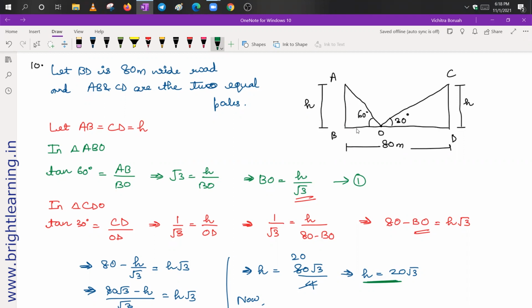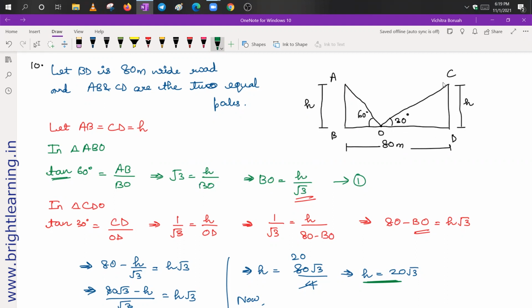Okay, so now here we have considered that the height of both the poles is h. Now next, first we have taken this triangle ABO. Here we have used the trigonometric ratio tan. So tan 60 degree is equal to AB upon BO. Now tan 60 degree, we know that it is root 3. AB we have considered as h, and this is BO. So simplifying it, we got the length of BO, which is h upon root 3. So suppose this is our first relation.